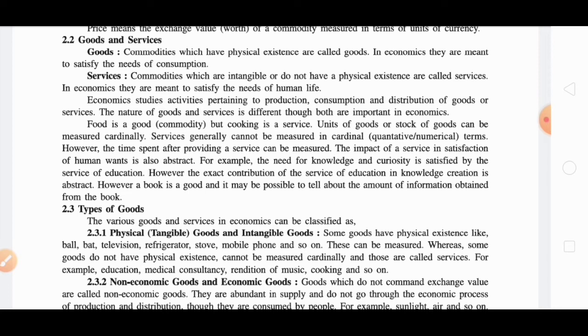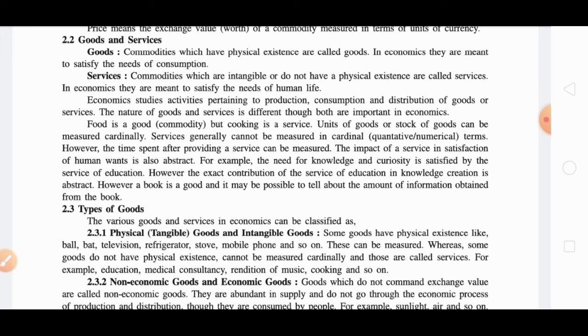In economics, they are meant to satisfy the needs of consumption. It means all those goods purchased by us have some kind of use value in our life, and we purchase these goods for satisfying needs of consumption. Like whatever we are using in our life, that is clothes, spectacles, shoes, bracelets, watch, everything is called a good.